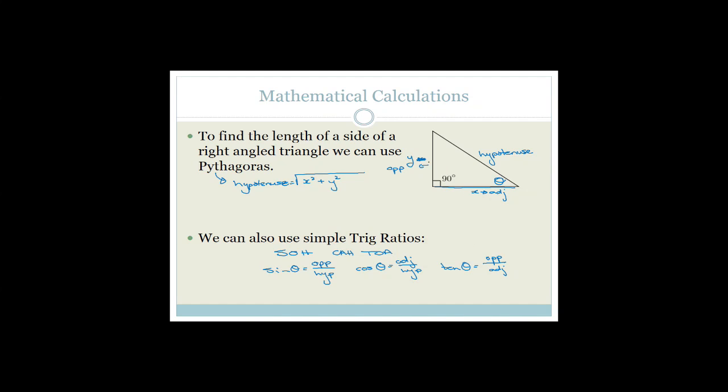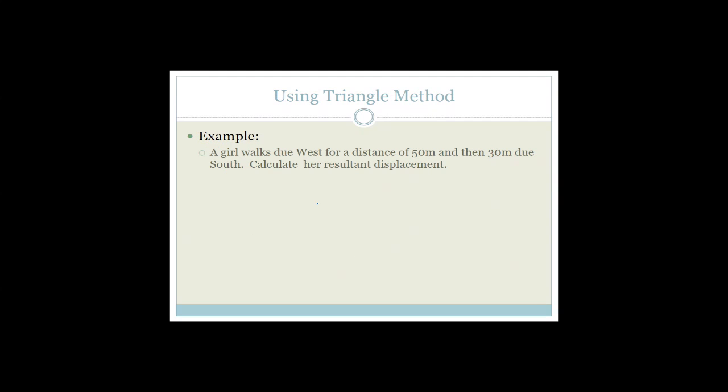And tan theta is opposite over adjacent. Opposite over adjacent. So let's do an example. It says a girl walks due west for a distance of 50 meters and then 30 meters due south. It says calculate her resultant displacement.